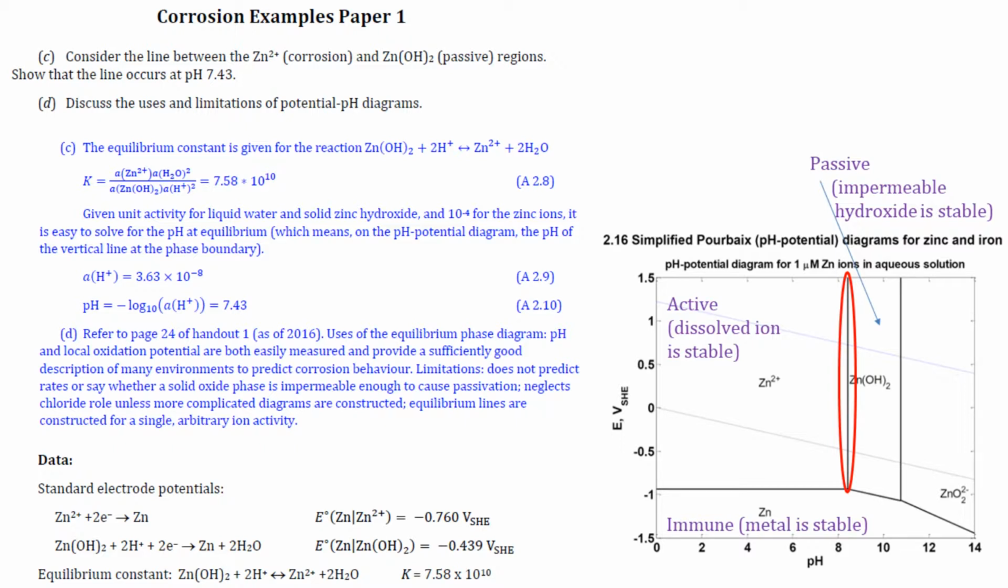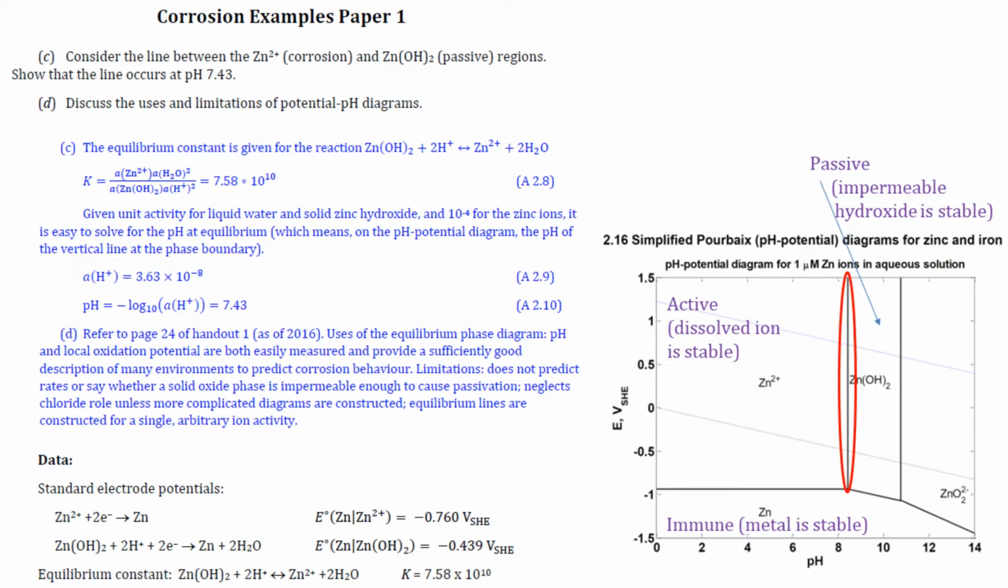Instead, you need the conventional equilibrium reaction expression in equation A2.8, in which the equilibrium constant capital K is given in the data in the question. Solving as in equation A2.9, you can get the hydrogen ion activity at equilibrium, and then you get the pH of 7.43, using pH as minus log base 10 of hydrogen ion activity. And this is the equation for the vertical acid-base equilibrium line asked for in this part of the question.